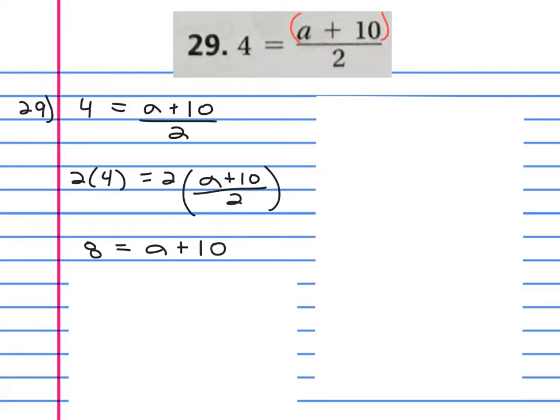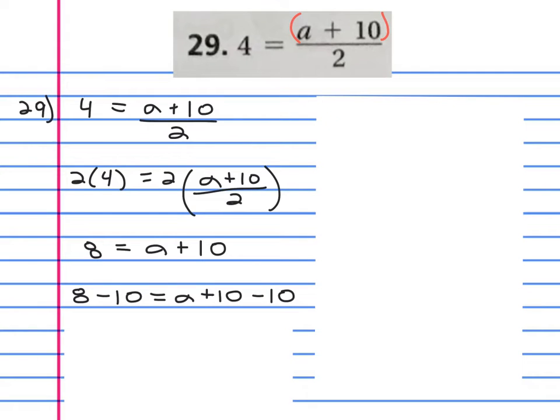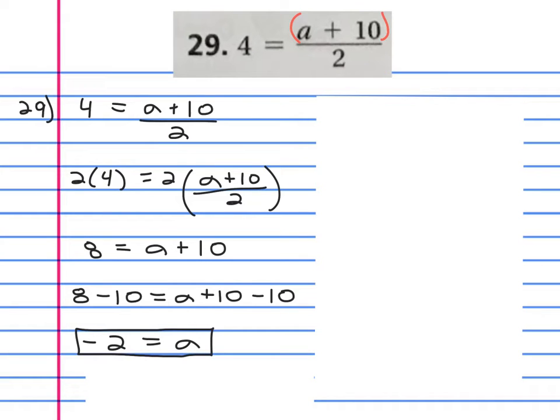And now what do we need to do? Well, we need to isolate the variable, so we need to get rid of that plus 10 by subtracting 10 from both sides. We do 8 minus 10 equals a plus 10 minus 10. All we're left to do now is simplify. 8 minus 10 is negative 2. And this plus 10 minus 10 right here cancel out, leaving you just with a. So negative 2 equals a.